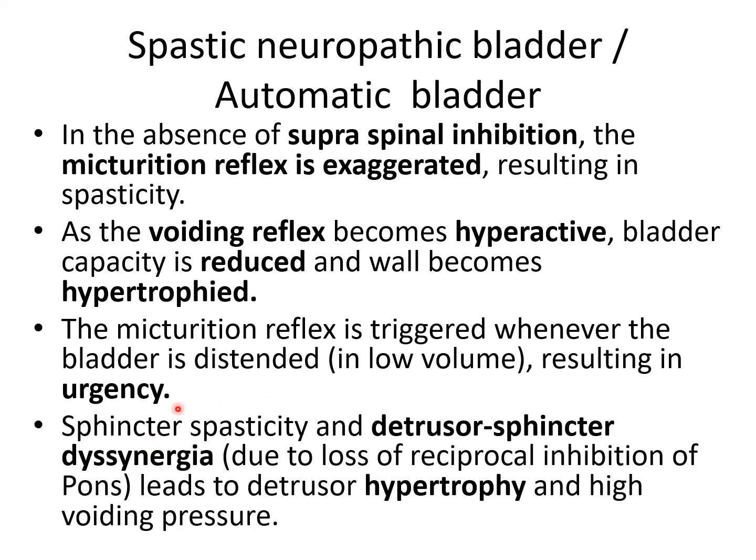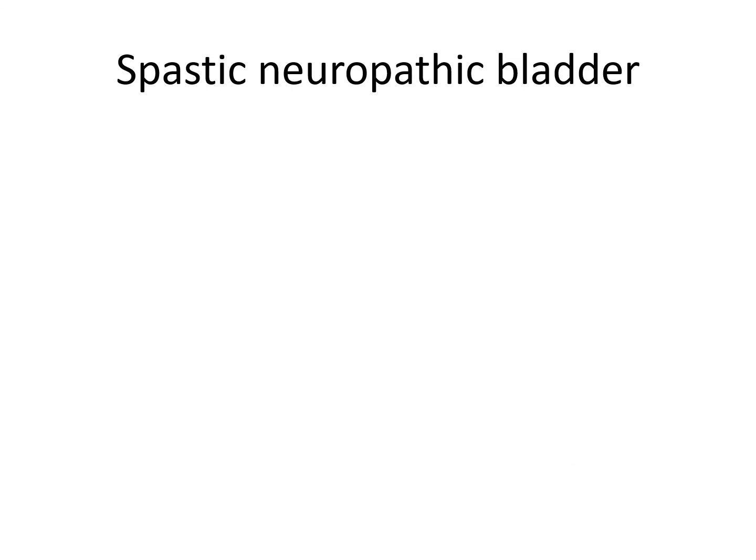Here we already discussed sphincter spasticity and detrusor sphincter dyssynergia, because of loss of reciprocal innervation or inhibition from the pons, which causes reciprocal inhibition. That means during contraction of the detrusor, there will be relaxation of the sphincter muscle. This coordination will be lost in this condition, and that leads to detrusor hypertrophy and high voiding pressure in spastic neuropathic bladder, the automatic bladder.